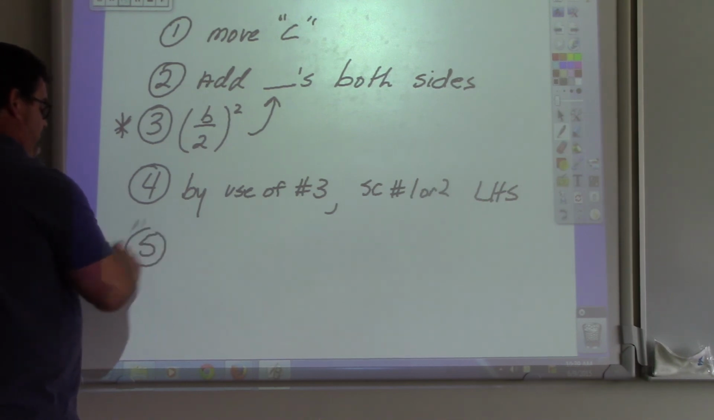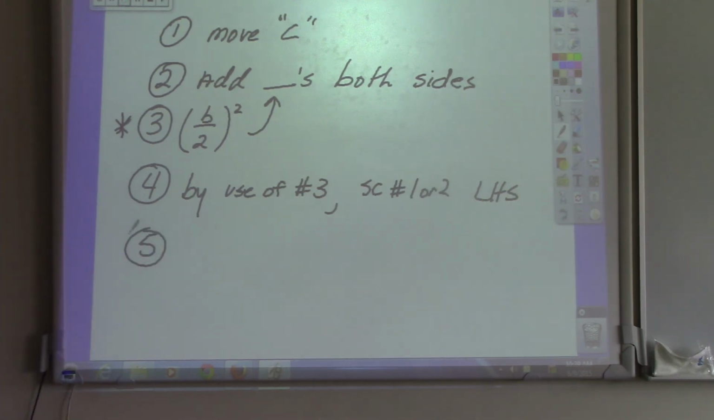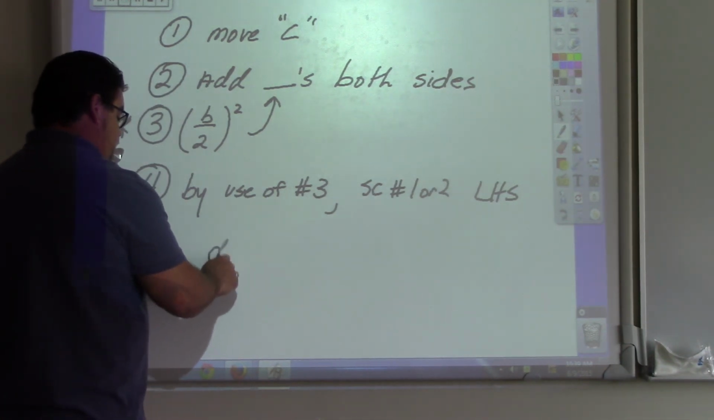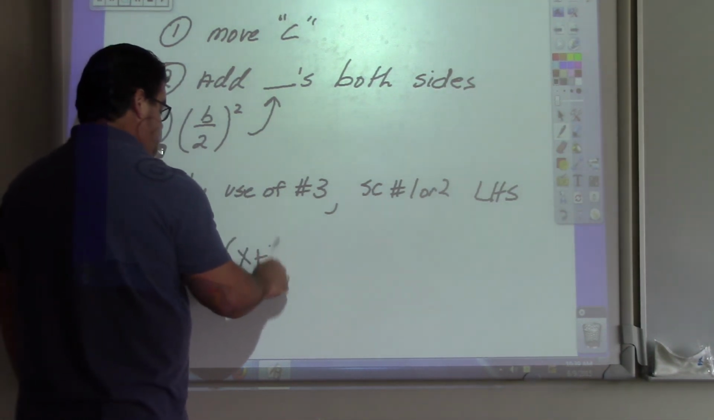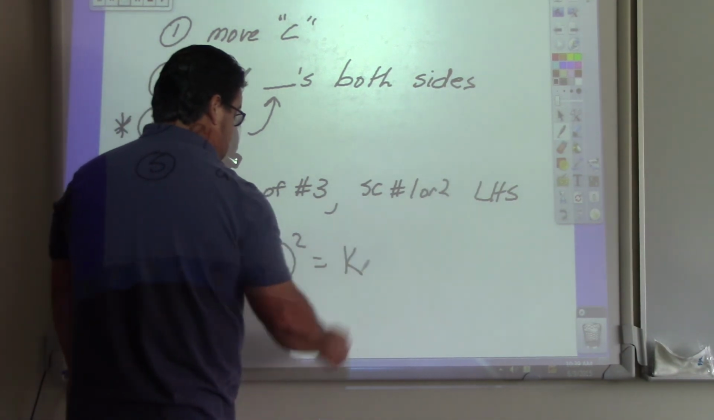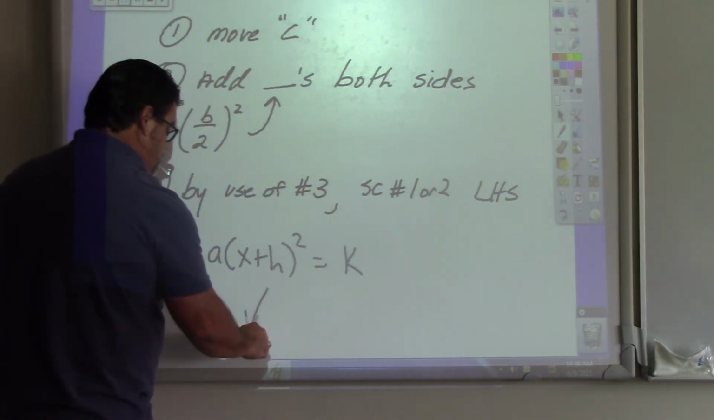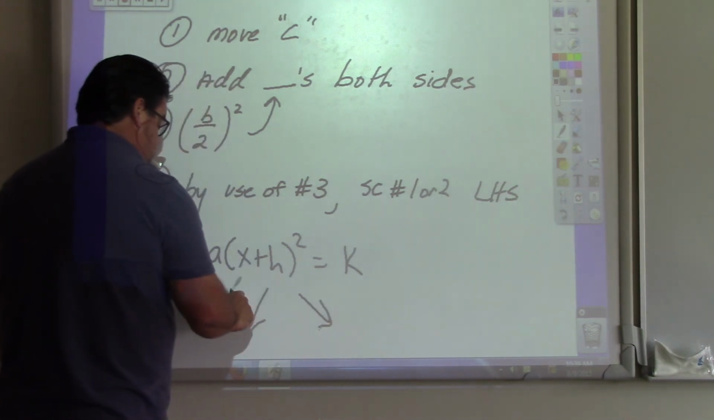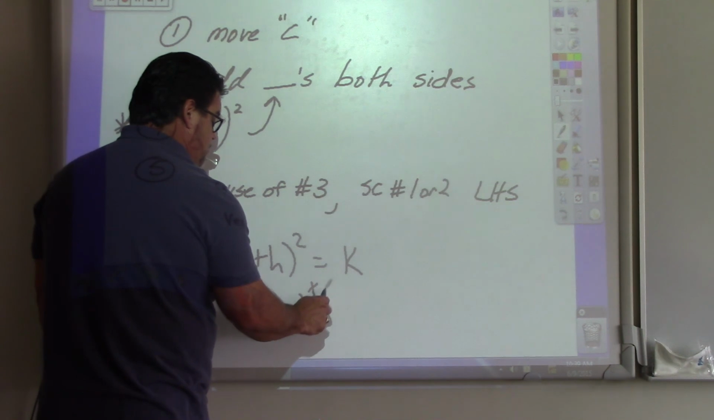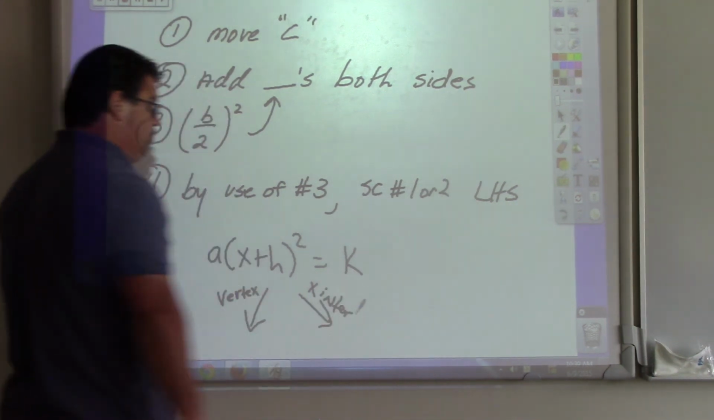5. After you have gotten shortcuts 1 and 2, you basically have A times x plus h, quantity squared, is equal to k. And here, you go 2 different directions. Get your vertex and x-intercepts, and we'll do that after we do the problem.